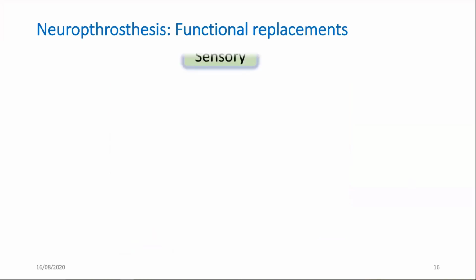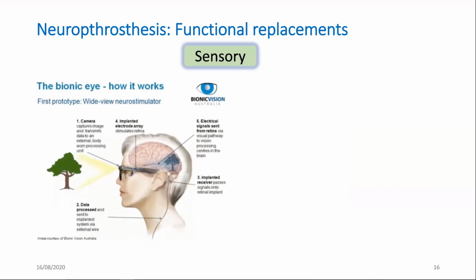There's another example. The previous one was about deep brain stimulation, but neuroprosthesis is about functional replacements, and we can do it in many different forms, like replacing the sensory functions. For example, the bionic eye.